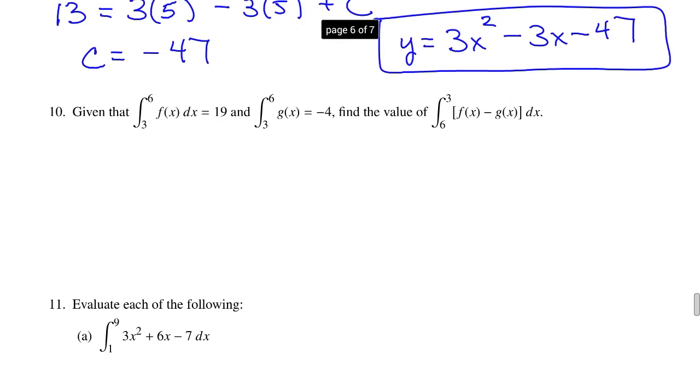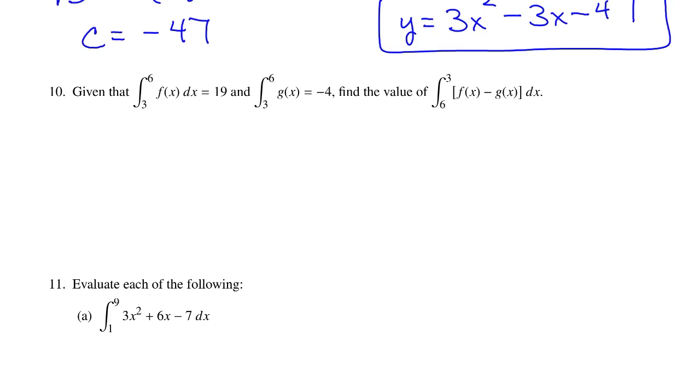All right, question 10. So given that the integral from 3 to 6 of f of x dx is 19, and the integral from 3 to 6 of g of x dx is equal to negative 4, find the value of the integral from 6 to 3 of f of x minus g of x.